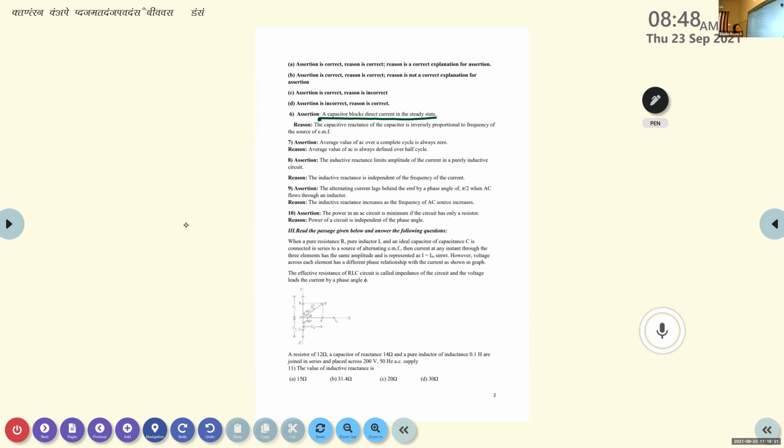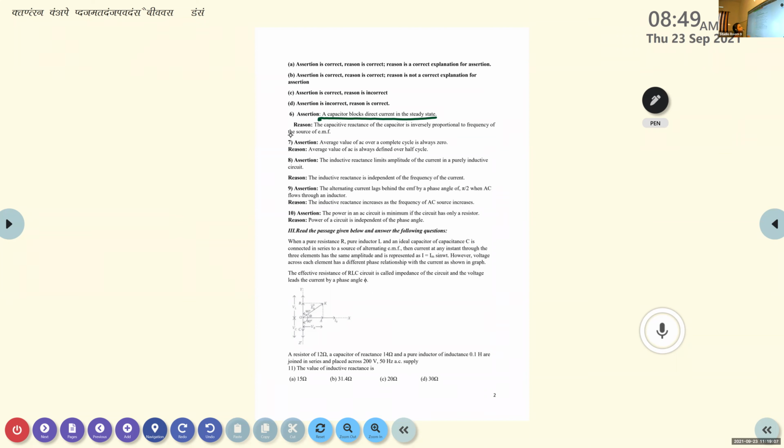Okay, so here in the sixth question, a capacitor blocks direct current in the steady state. In the steady state, the capacitor provides a barrier for DC current. It offers a high resistance to the DC current. Assertion is correct. Reason: the capacitive reactance of the capacitor is inversely proportional to the frequency of the source of EMF. The reason is also correct. So we can say the reason is the correct explanation for the assertion.